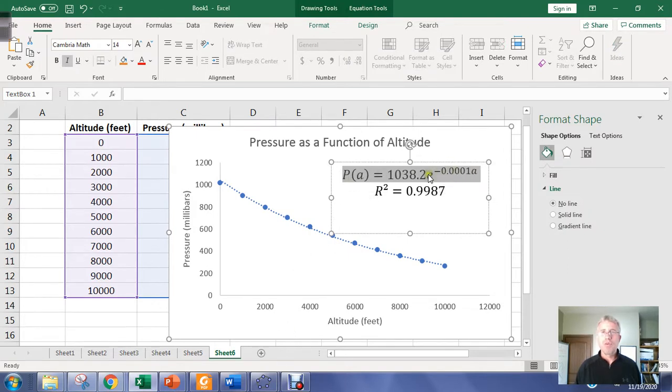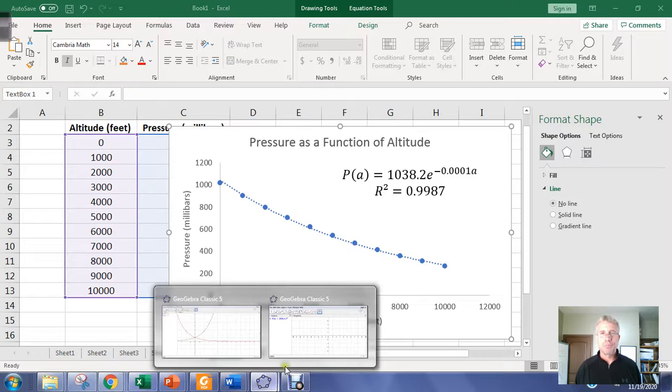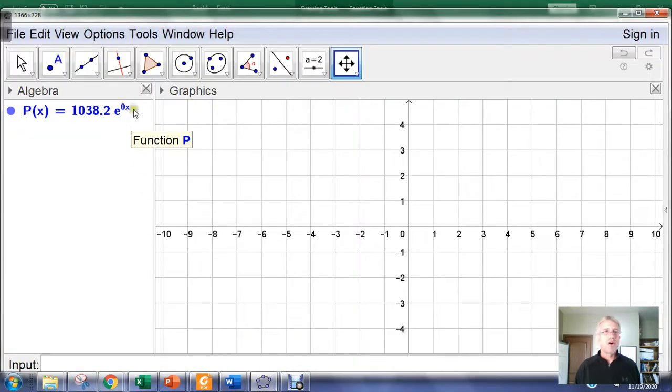So if I go over into GeoGebra, I've already gone in and typed in the model that I got out of Excel into my algebra window by typing it into the input bar here at the bottom. And what you'll see is that negative 0.0001 has been rounded to 0 by GeoGebra.